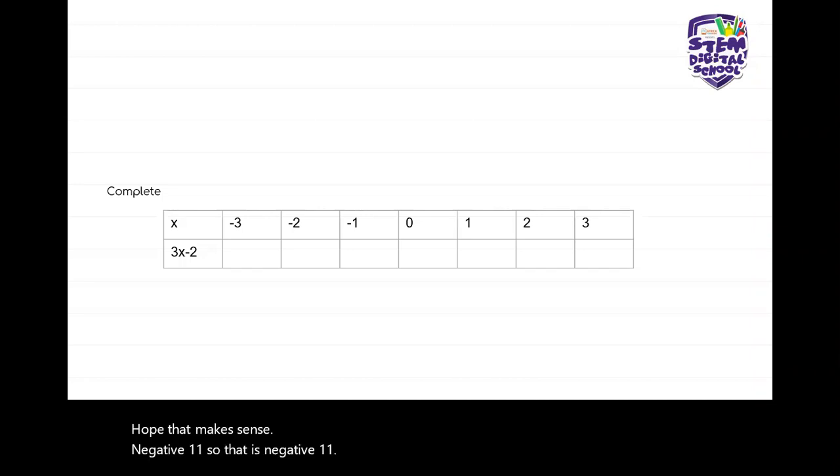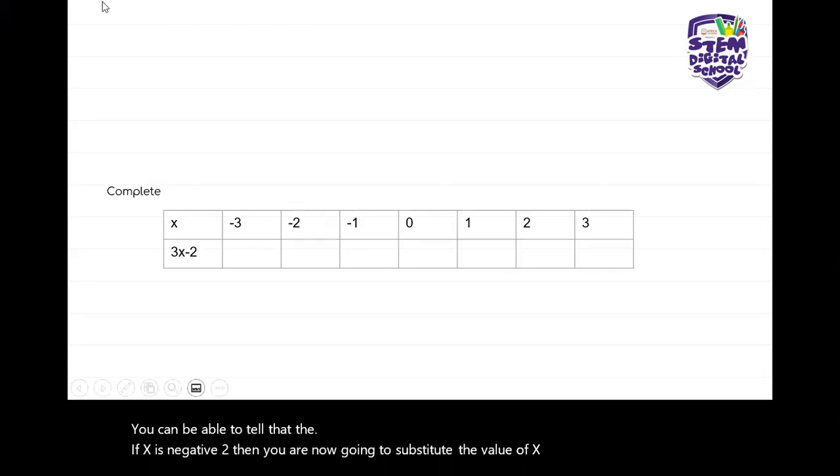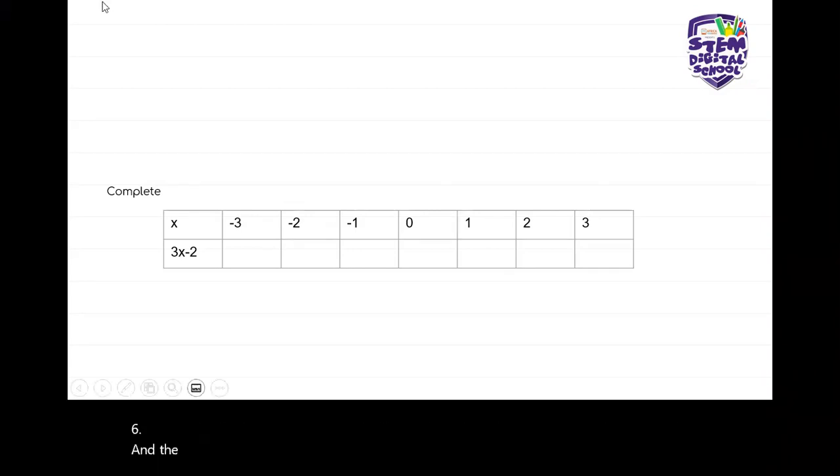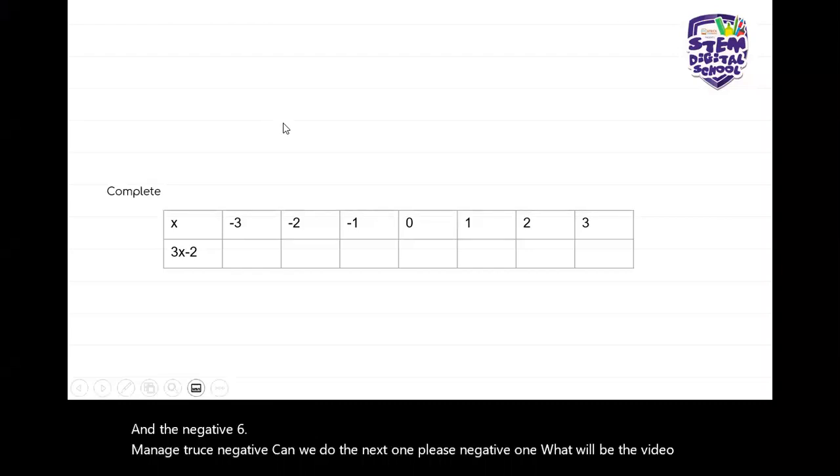And then the second one as well, you can tell that if x is -2, then you are going to substitute the value of x. -2 times 3 is -6, and then -6 minus 2 is -8. Can we do the next one, please? -1. What will be the value of the expression if x is -1?